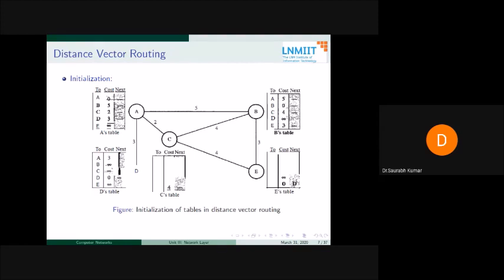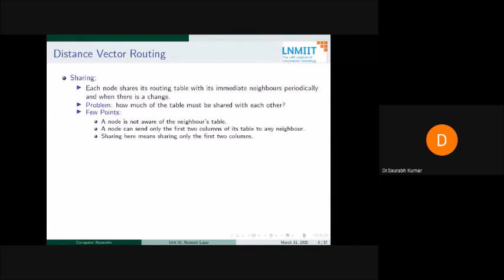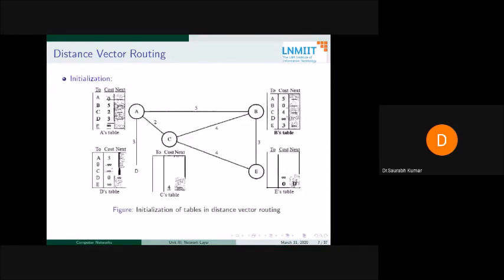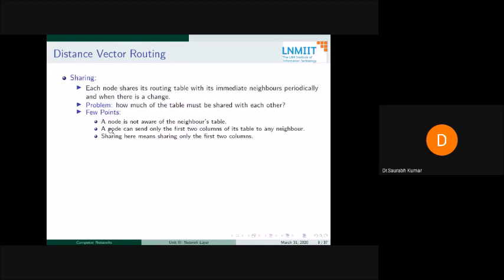So what is the solution? Instead of sending the whole table, why not send only the 2 columns which are necessary? Because, as we have discussed in previous lectures also, traffic is already there. Why are you increasing the size of the message you are sending? Fine. So just send the 2 columns which are very important: the first column, the destination, and the second column, that is cost. So by sharing, we are sharing the first 2 columns over here.